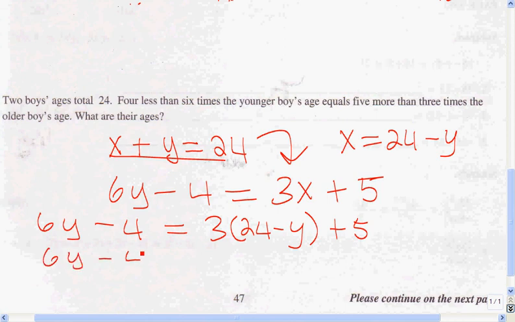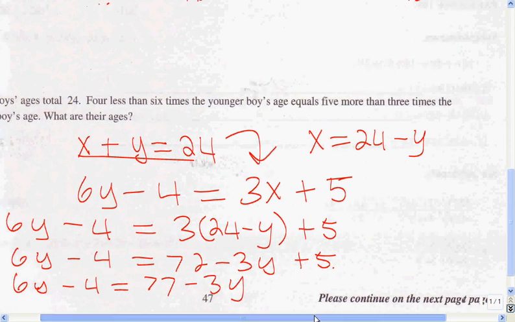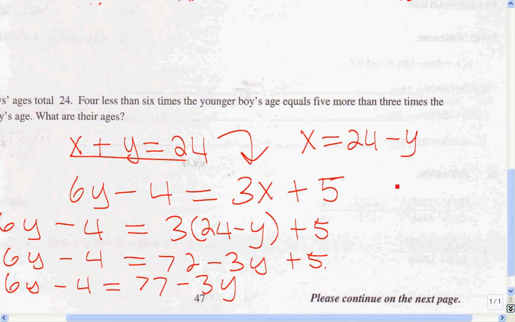6y minus 4 equals, distributive property, that's 72. 3 times 24 is 72. And 3 times y is negative 3y plus 5. Combine like terms, 72 plus 5 is 77. So 6y minus 4 equals 77 minus 3y. I'm going to move over here because I'm running out of room. I'm going to add 3y to both sides so I can isolate the variable. So 6y plus 3y is 9y.